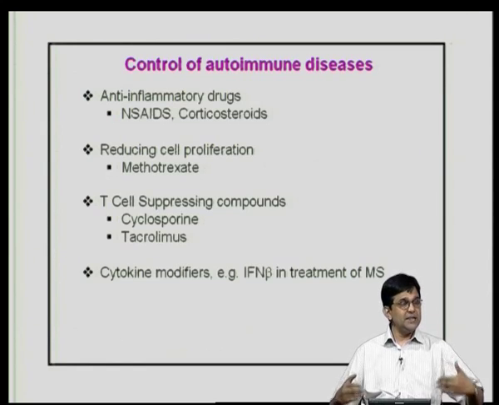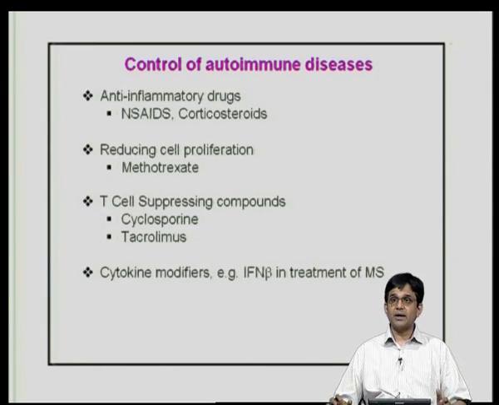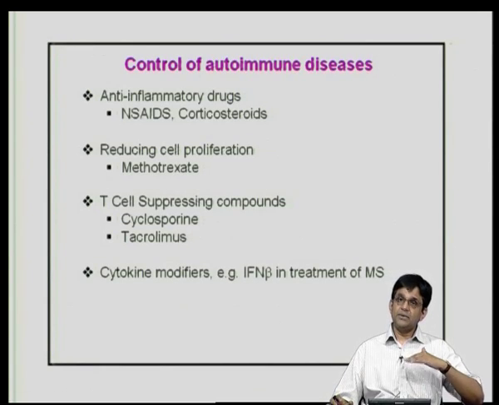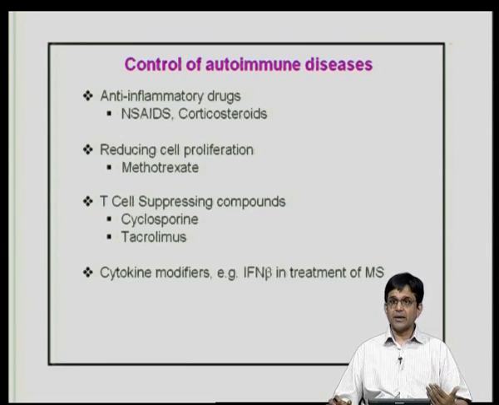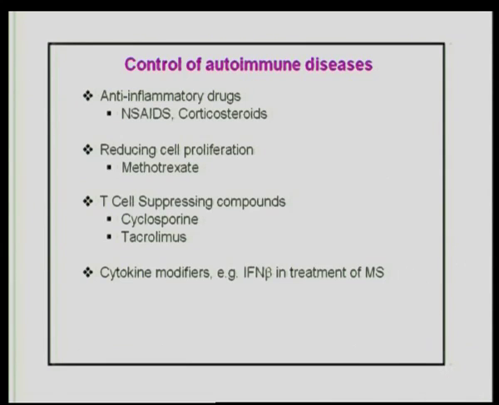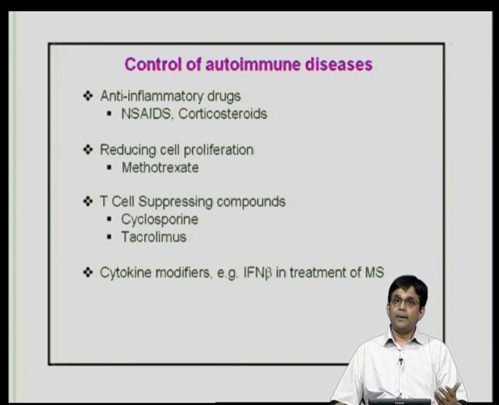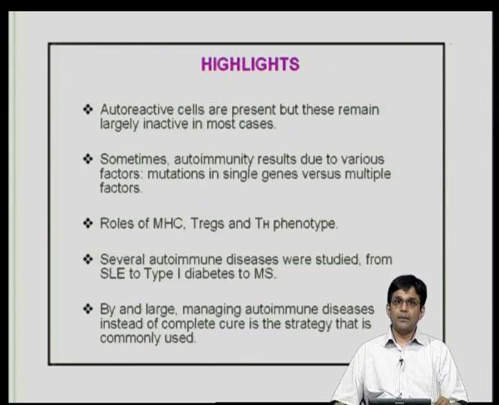You have T cell responses again. You can suppress T cell activation using cyclosporin, tacrolimus. These, remember, cyclosporin, tacrolimus both are important in acting on the NF-AT pathway. So, that is certainly used, and then in case of multiple sclerosis, you have treatment with the interferon beta.